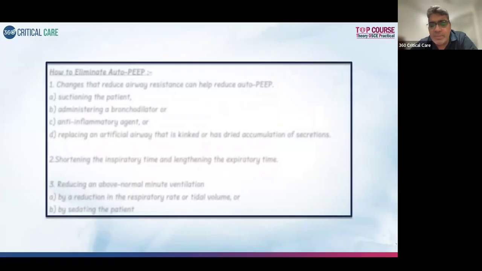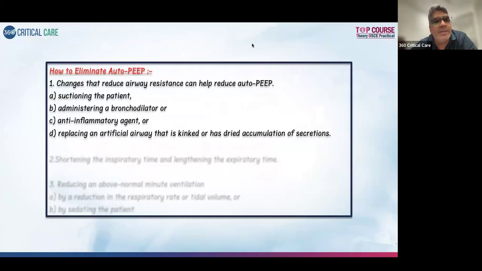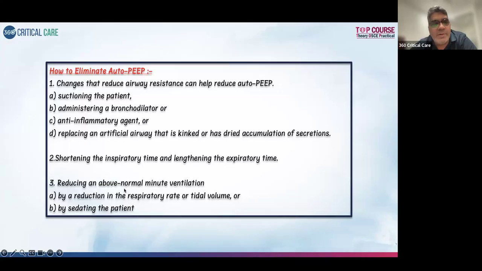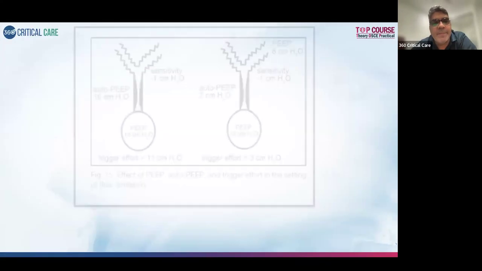So how to eliminate auto PEEP? First of all, you can suction the patient, give bronchodilators, anti-inflammatories like steroids, and if there is a kink or something, you correct that. Shortening the inspiratory time and lengthening the expiratory time, that's the usual maneuver you do in a COPD patient. And reducing an above normal minute ventilation. If the patient is getting a lot of flow or a lot of volume, you need to reduce it and sedate the patient if required, if the respiratory rate is too high, to give adequate expiratory time. So that's how you eliminate auto PEEP.